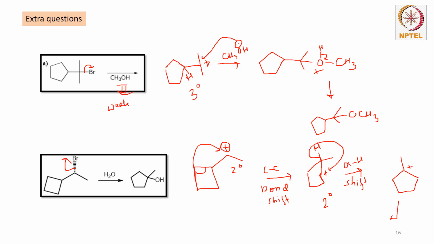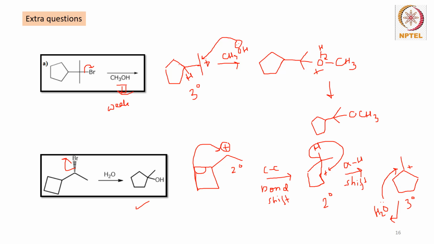Now water is in the medium. Now this carbocation is 3 degree plus 5 member ring, so it is stable enough. So now this water will attack, and we will get our product. Understood? Any doubt?